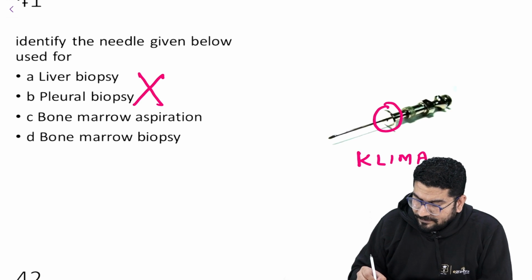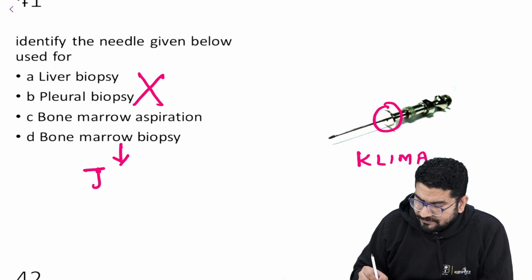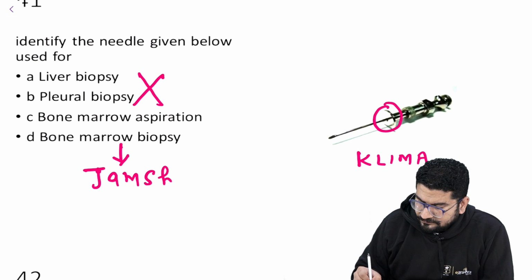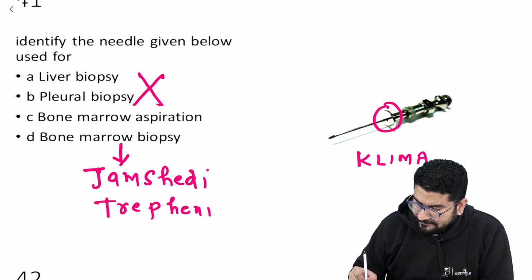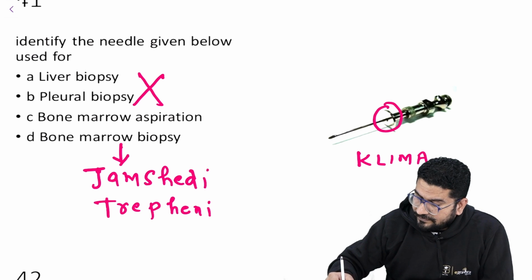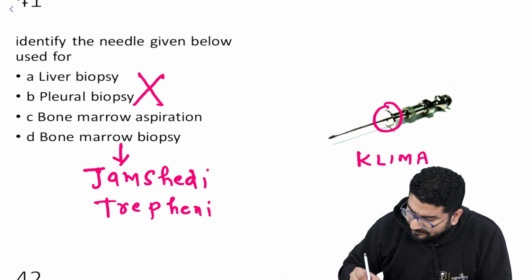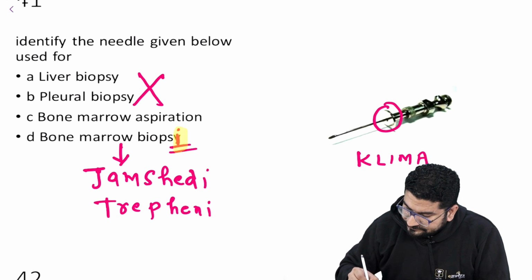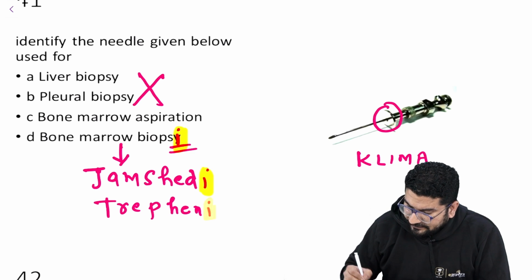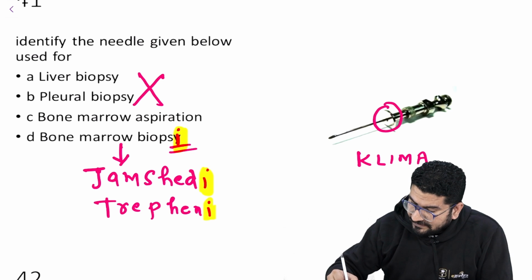For bone marrow biopsy, we have the Jamshedi needle, and we have the Trephine needle. Jamshedi, Trephine, biopsy. Simple. For aspiration, we have two needles.